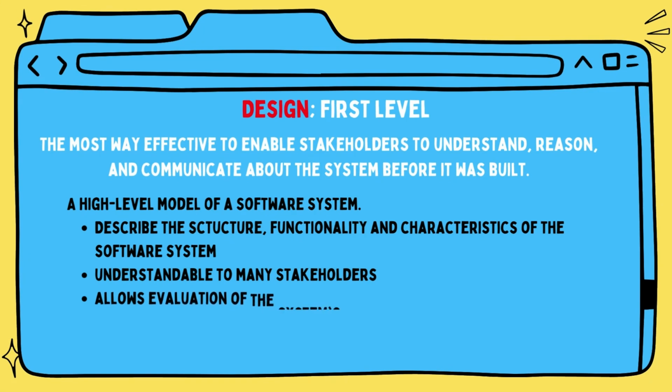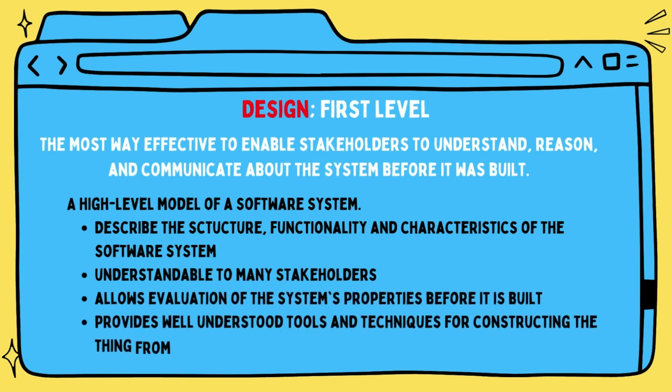First level design, the most effective way to enable stakeholders to understand, reason, and communicate about the system before it was built. A high level model of a software system. Describe the structure, functionality, and characteristic of the software system, understandable to many stakeholders. Allow evaluation of the system properties before it is built. Provides well understood tools and technique for constructing the thing from its blueprint.